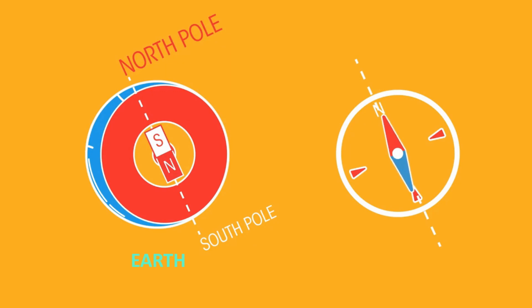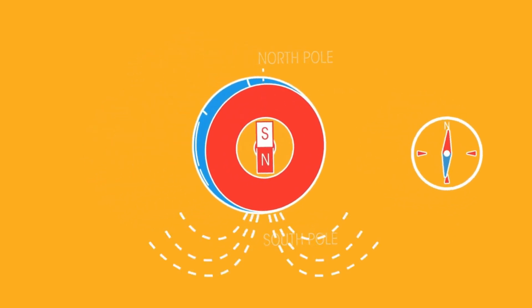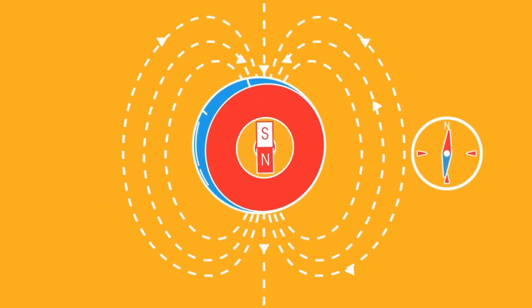The Earth's North Pole geographically is actually the south magnetic pole of the Earth. Therefore, the north pole of the compass attracts the south magnetic pole of the Earth. So that is why we can use the compass to show the geographic north of the Earth.